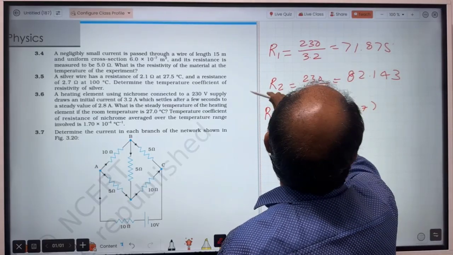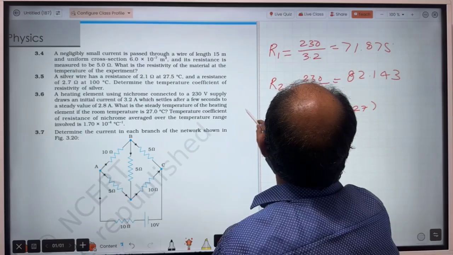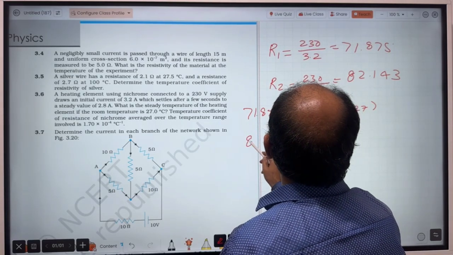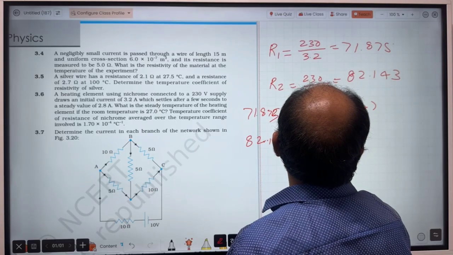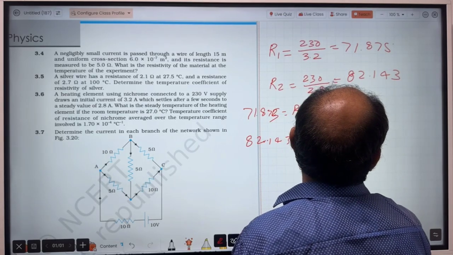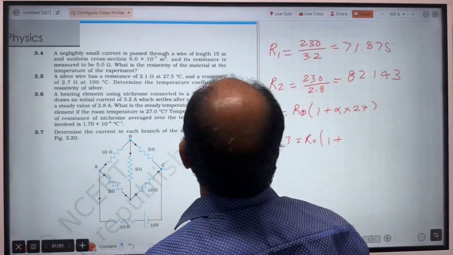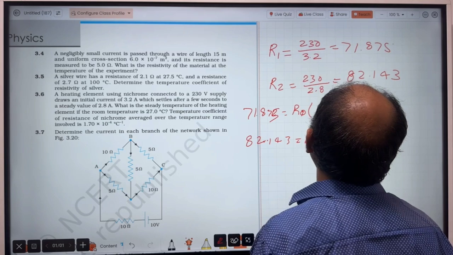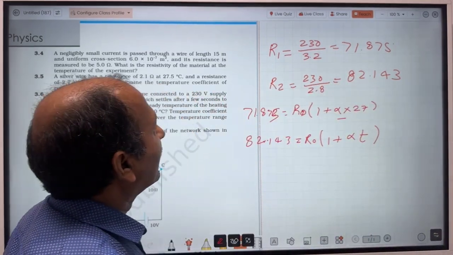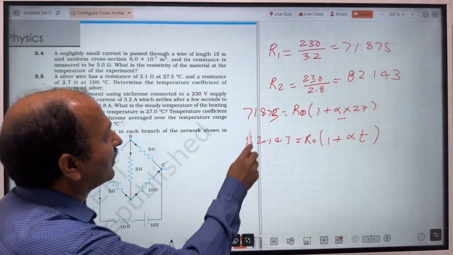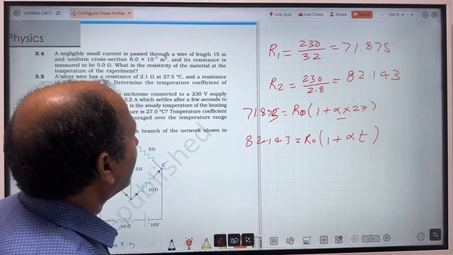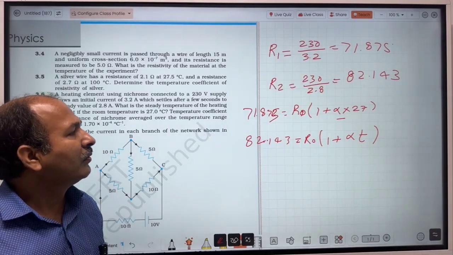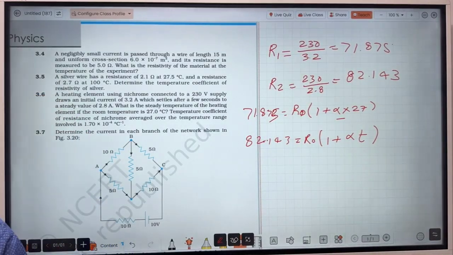R1 has value 71.875, and for second write 82.14, equal to R0 times 1 plus alpha t. Alpha is given, so we can put the value of alpha. We can divide the two equations, and then we can put the value of alpha. It is a little complicated only in terms of calculation, so you can do that. To get the answer, use calculator.